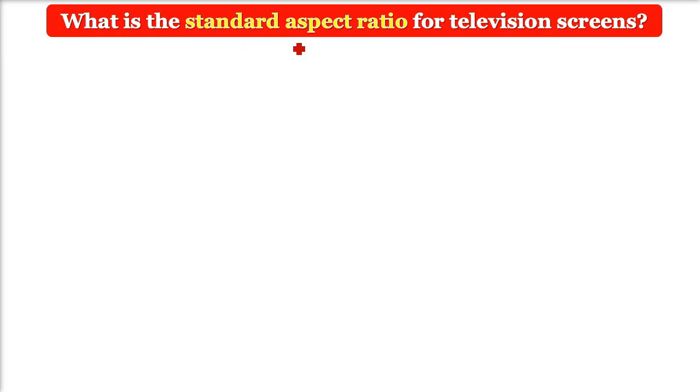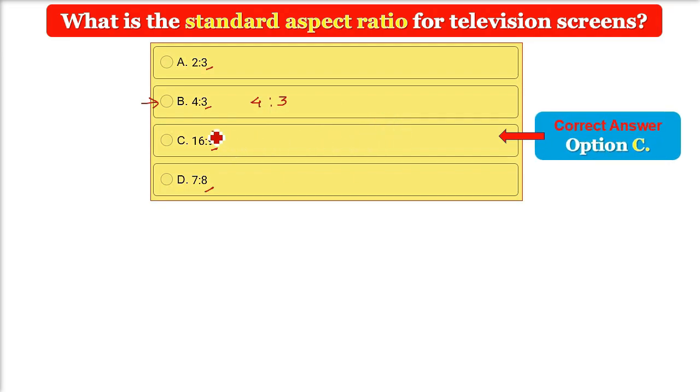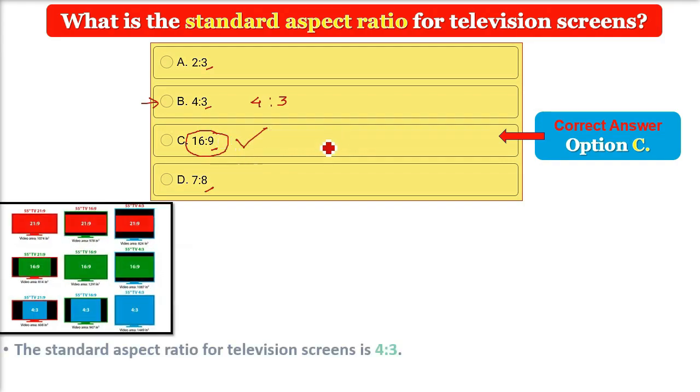What is the standard aspect ratio for television screens? So the options are 2:3, 4:3, 16:9, and 7:8. Now you will be tempted to answer option B as the correct answer. It is somewhat correct, but in today's scenario, option C is the correct answer. So the standard aspect ratio for television screens is 4:3. That is known to all of us. This means that the width of the screen is 4 units and the height is 3 units.